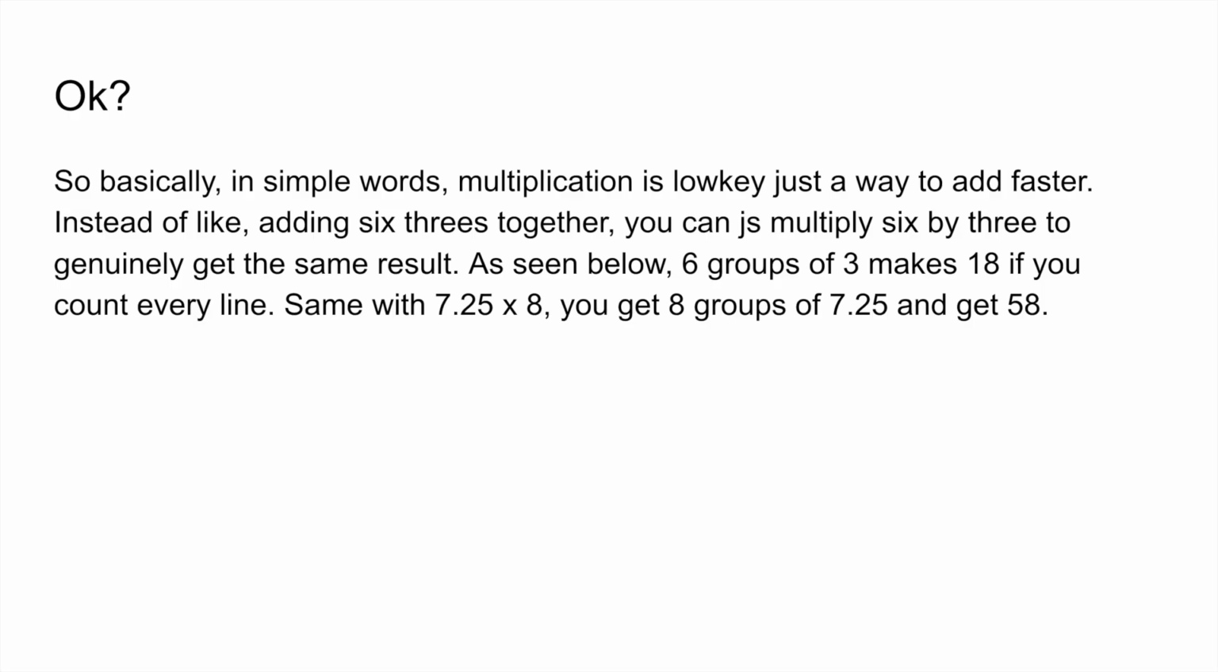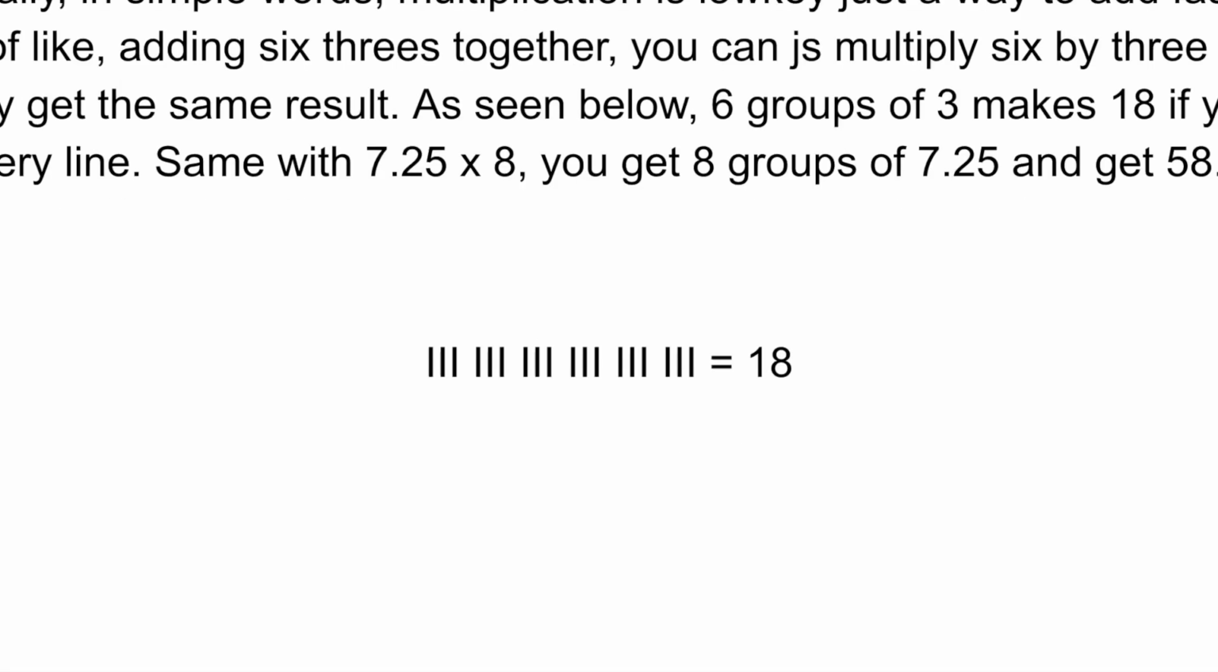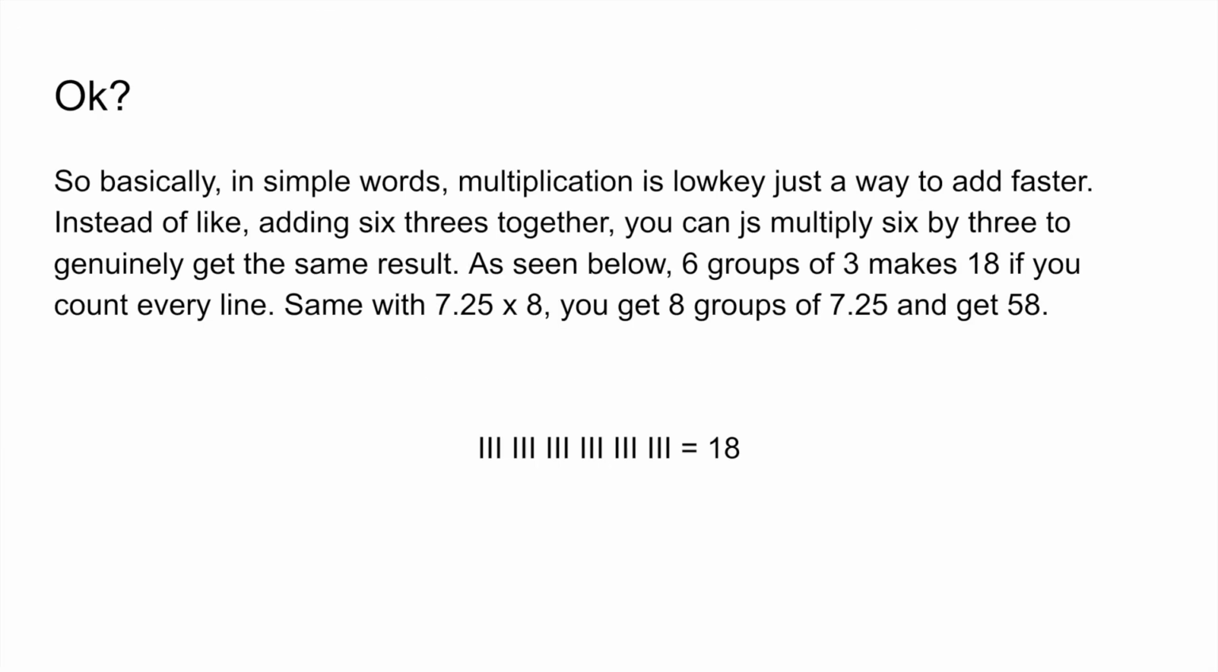Instead of like adding 6 3s together, you can just multiply 3 by 6. Genuinely get the same result. As seen below, 6 groups of 3 makes 18 if you count every line. And let's do that right now. There's 1, 2, 3, 4, 5, 6, 7, 8, 9, 10, 11, 12, 13, 14, 15, 16, 17, and 18 lines. Oh my god, you did it. Amazing. You just did multiplication.